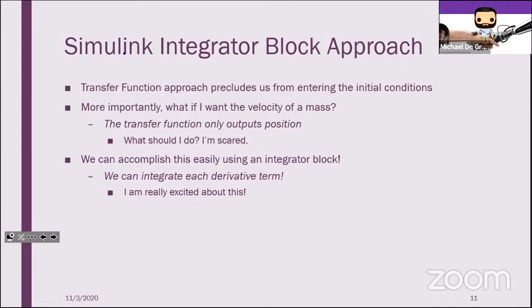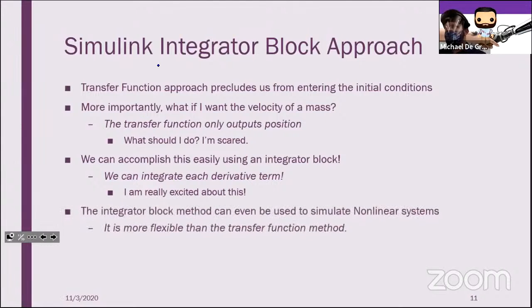Essentially, what we're going to do is take our acceleration for a second order system, take the integral of that to get the velocity, and take the integral of it again to get the position. Okay, that's what we're going to do. We can even use it for nonlinear systems. So if you have something that's nonlinear, this will work.